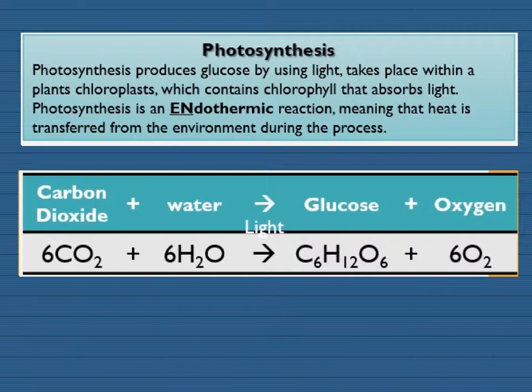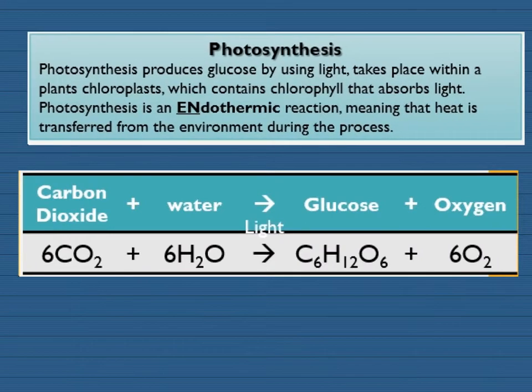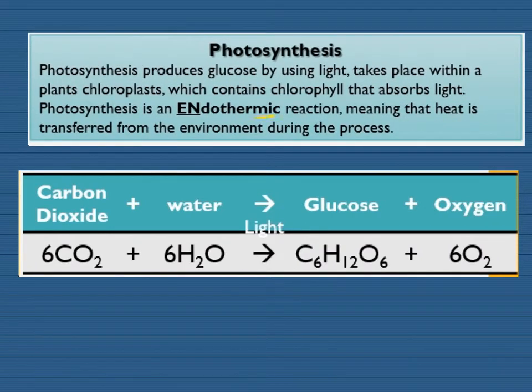So you would have studied photosynthesis in probably your Key Stage 3 studies and earlier, and you should know that it produces glucose for plants, and it uses light, takes place within the chloroplast of a plant, which contains chlorophyll that absorbs light. Now, one of the key things that it does mention in the specification is that you need to know that photosynthesis is an endothermic reaction, meaning that heat is transferred from the environment during the process.